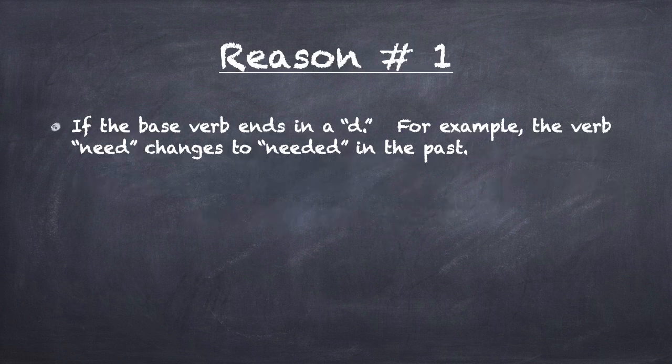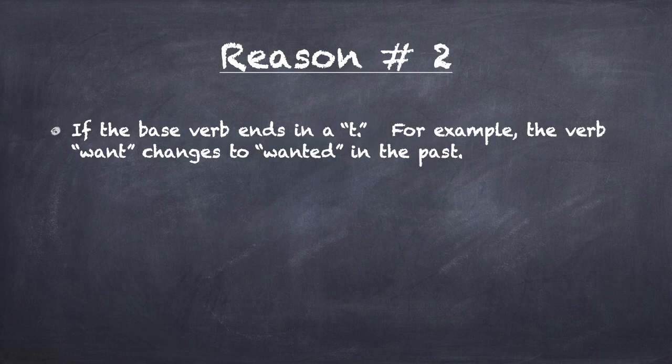Now let's take a look at reason number one. If the base verb ends in a D. For example, the verb need changes to needed in the past. So as we can see, if our verb is need, the final letter of that verb in the present is a D. So we simply add our ed ending and say needed. That's it. We're already finished with reason number one. So let's move on to reason number two.